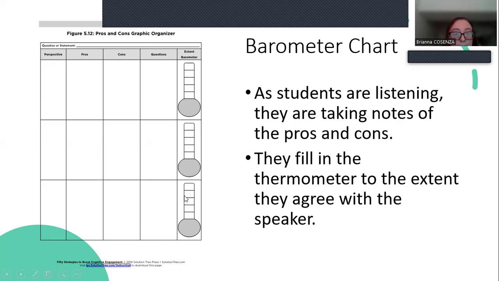And with the meter here, after they finish, they will fill in the extent that they agree with the person. So if they only agree a little, they will fill in maybe the first box. And if they agree a lot, then they'll fill in more. And this is good because it helps them see visually how much they agree with each role's perspective.